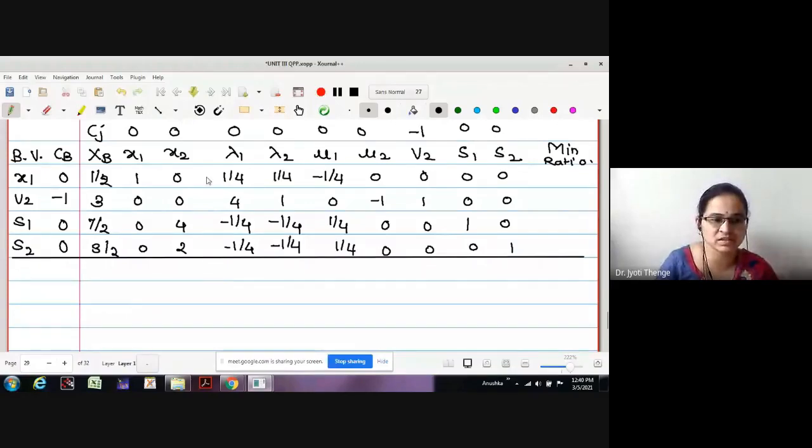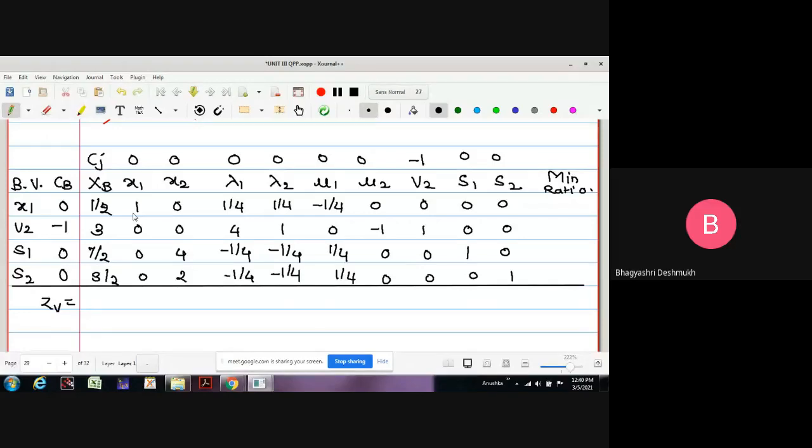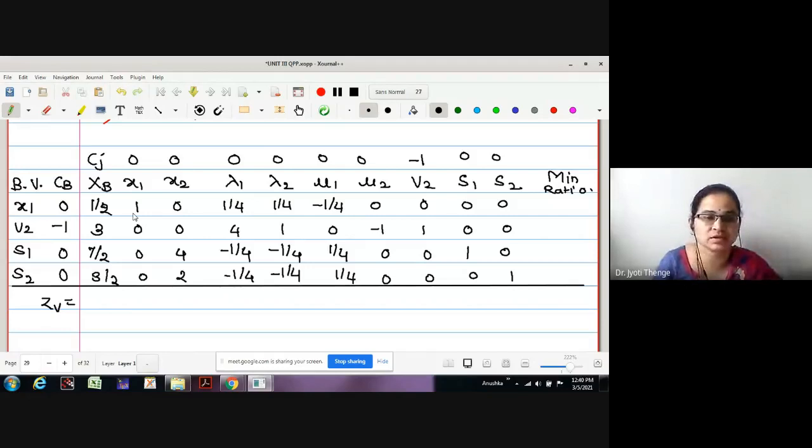Now, what's the value of Z at this stage? Minus 3. This is minus 3. Now let us go for net evaluations. Very easy net evaluations we have. As the vector CB is 0, minus 1, 0, 0, you have to take just the negative entries of the second row. Negative entries of the second row: 0, 0, minus 4, minus 1, 0, plus 1. Half for V2, as this is minus 1, this will be 0. And it is a basic variable as well. No?